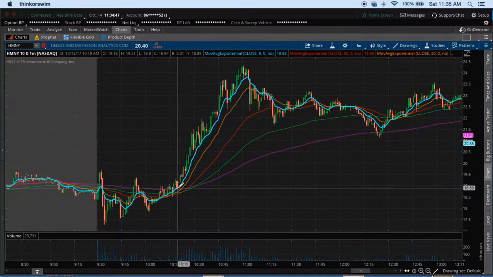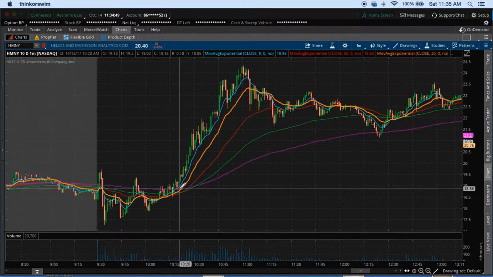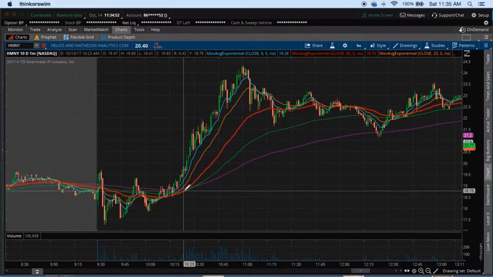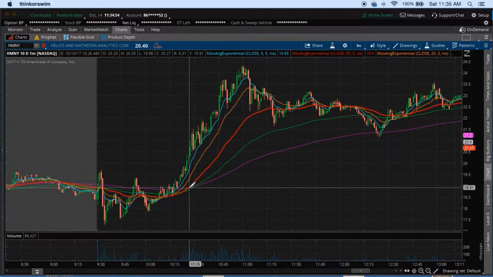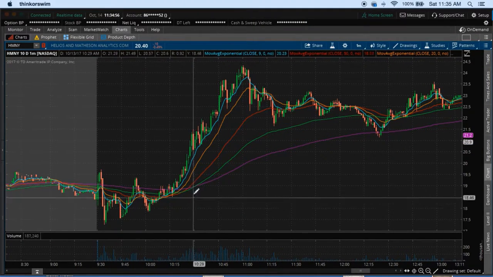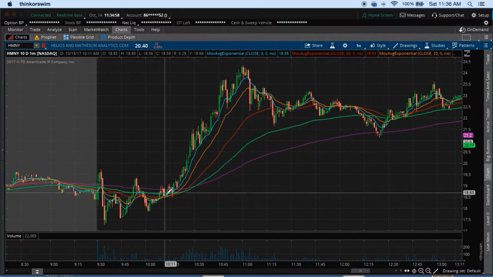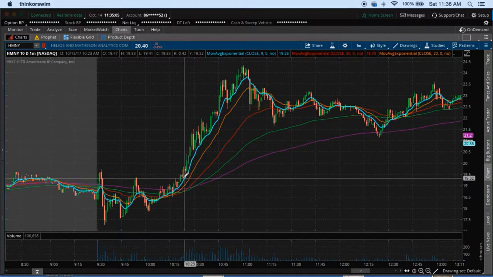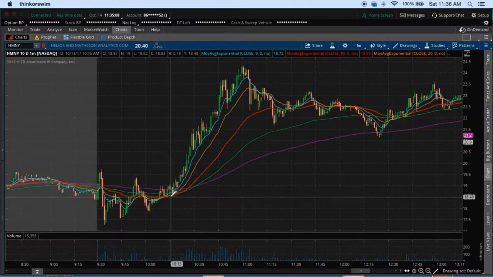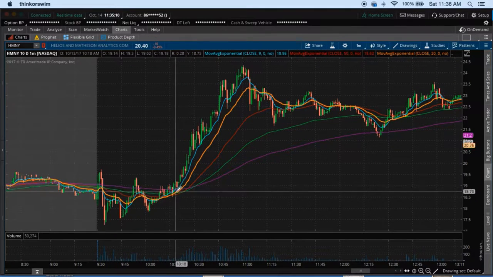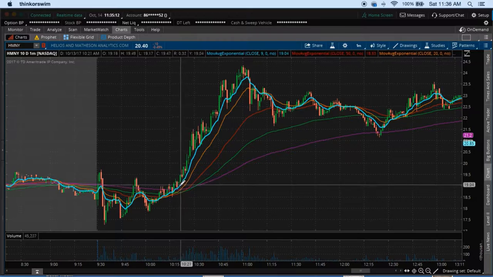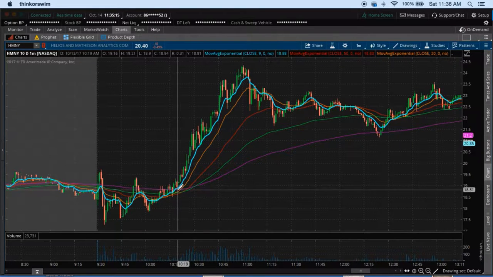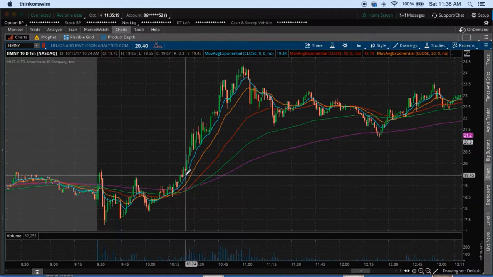So you have your 9 breaking your purple line, 20 breaking the purple line, and 50 crossing the purple line. When you have moving averages cross over like this, that is a strong indicator of an uptrend, but only if they actually successfully cross, okay? Because you can have this blue line cross over the purple, so you can have your 9 EMA cross your 200 EMA quite easily because it follows the price action so closely.